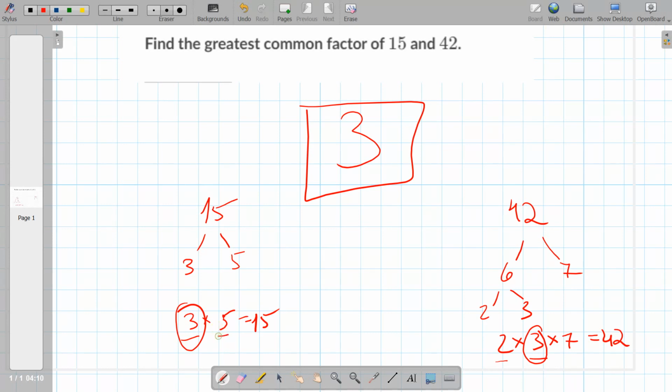3 times 5 is 15, and 3 times 14, which is 3 times 2 times 7, since 2 times 7 is 14. So 3 times 14 is 42. So 3 is the greatest common factor.